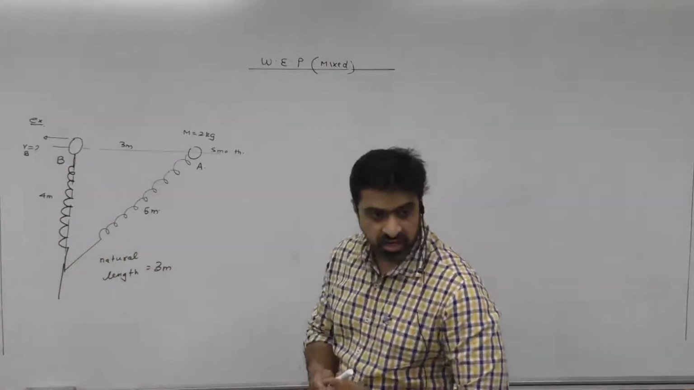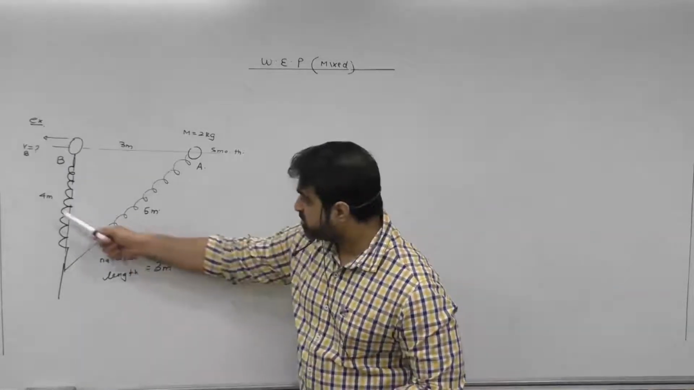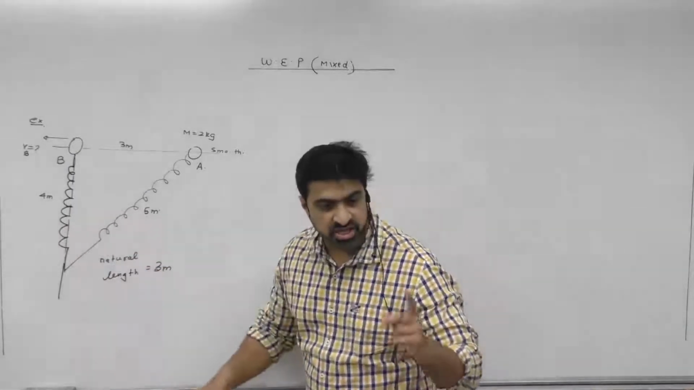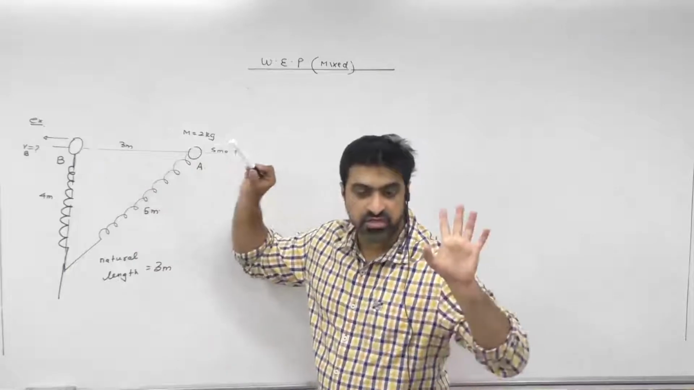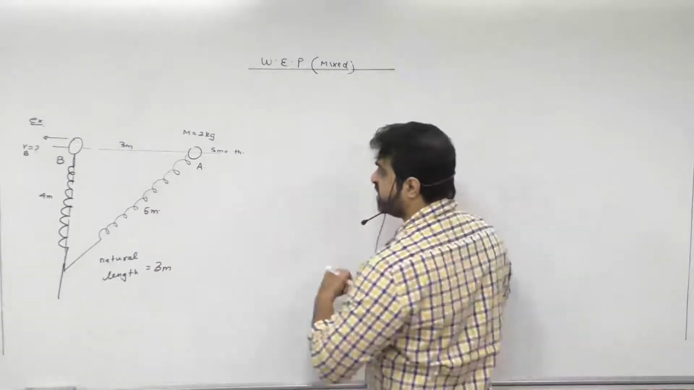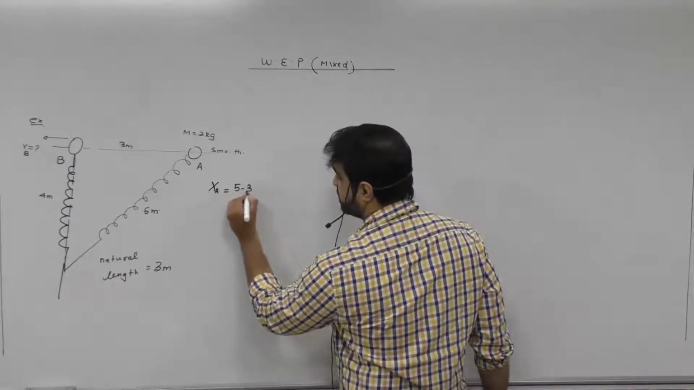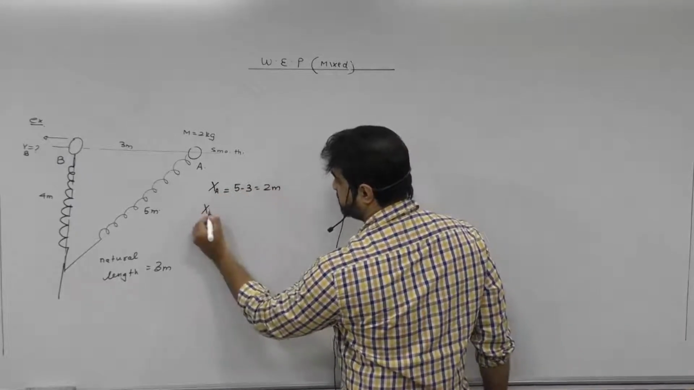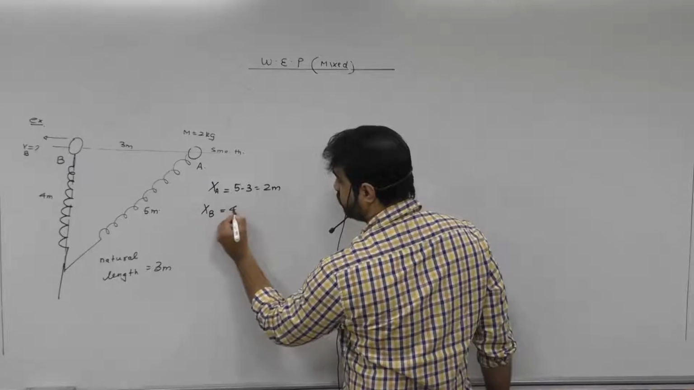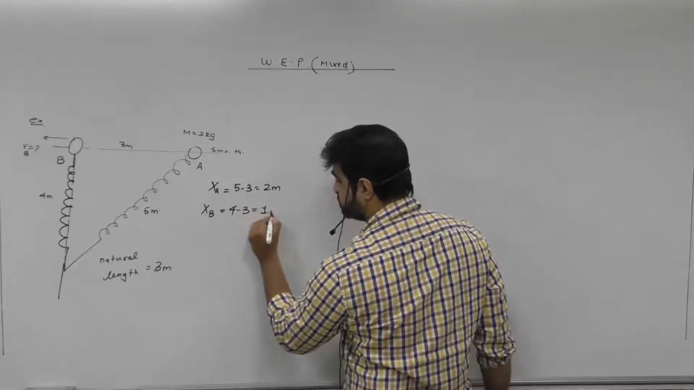What is the natural length of the spring? 3. And what has it become here? 4. So how much is the extension at this point? One sec please, that is important. So can I say extension at A is 5 minus natural length, which is 2 meter. Extension at B is 4 minus 3, that is 1 meter. Okay sir.